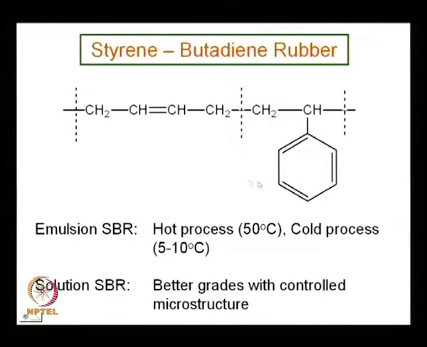This is the basic formula of the styrene butadiene rubber, and this is synthesized by emulsion polymerization or solution polymerization. By emulsion polymerization, there are mostly two processes followed today.